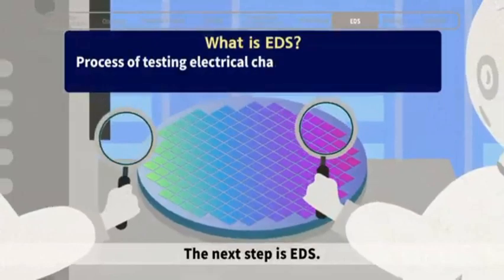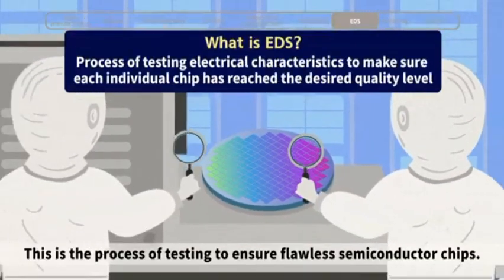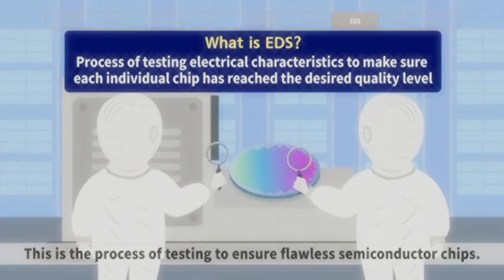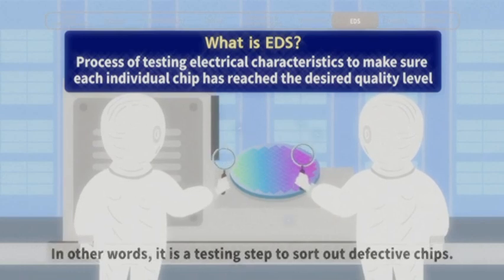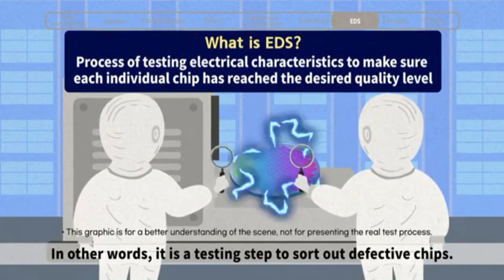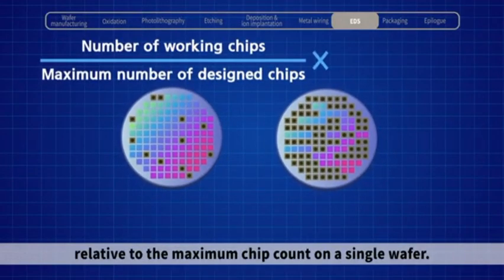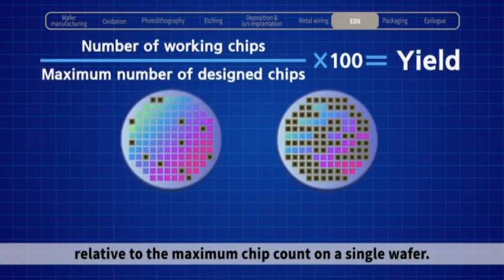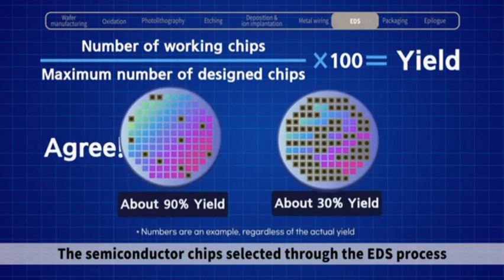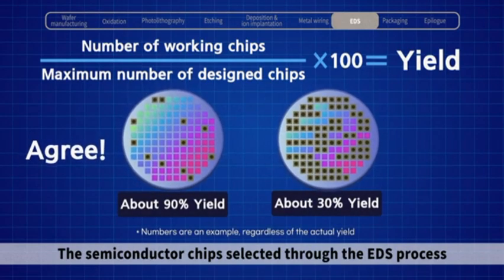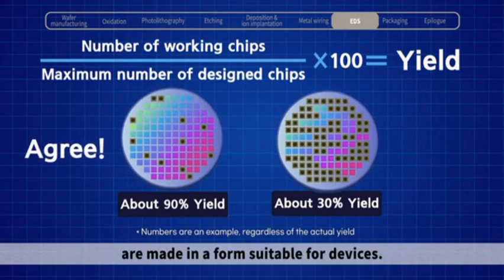The next step is EDS. This is the process of testing to ensure flawless semiconductor chips. In other words, it is a testing step to sort out defective chips. Yield is a percentage of prime chips relative to the maximum chip count on a single wafer. The semiconductor chips selected through the EDS process are made in a form suitable for devices.